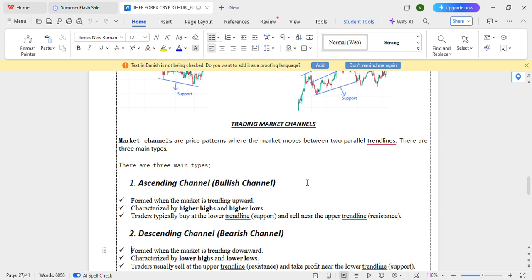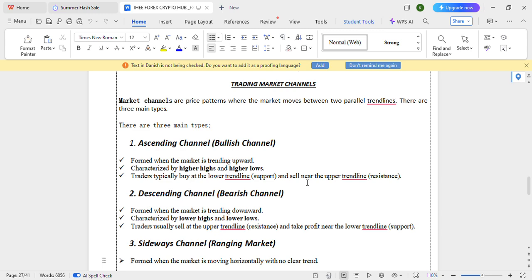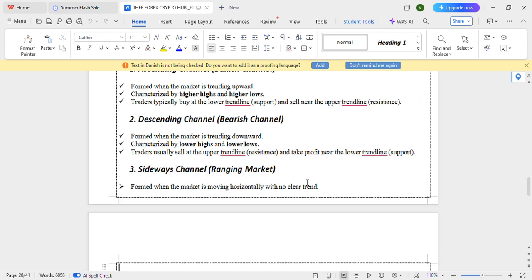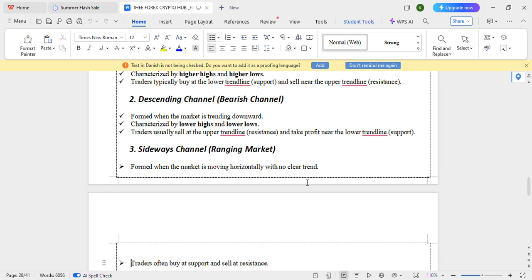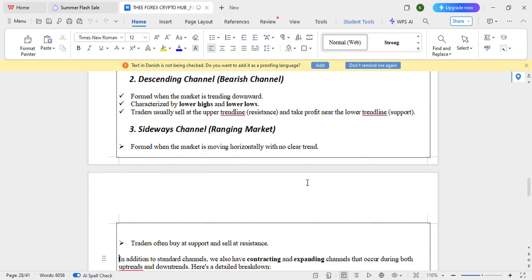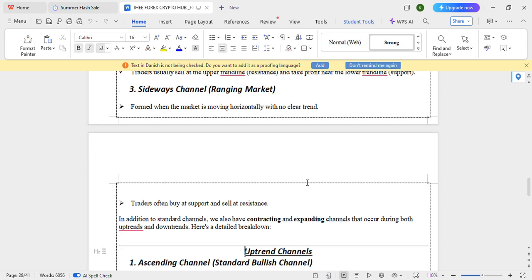This is when the market is going towards the upper side, and it will be giving you higher highs and higher lows. Then we have the descending channel, or a bearish channel, where the market is trending towards the downside, and it will be giving you lower highs and lower lows. Then we have the sideways channel, but for that, allow me to leave it.